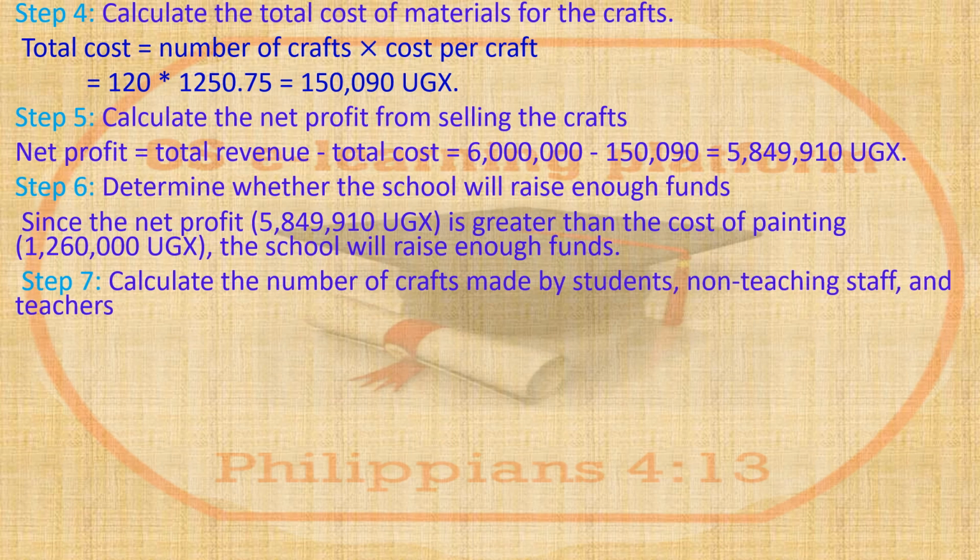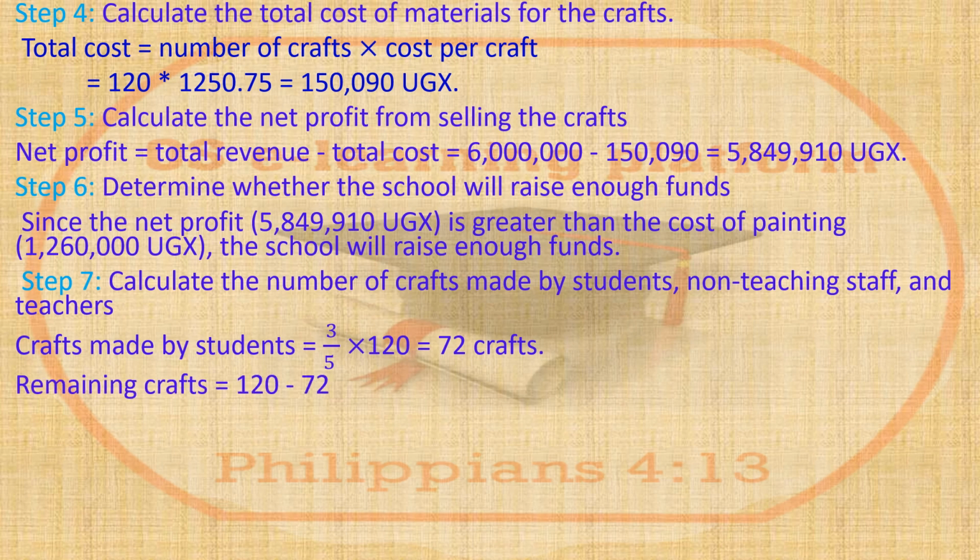So now in the next case, I will just calculate the number of crafts made by students, non-teaching staff, and teachers. So that is part C, and for us to respond to that, I just need to interpret. We get to realize that 3 of 5 of the crafts were made by the students, and that is 72 crafts. 3 out of 5 of 120, that will give me 72.